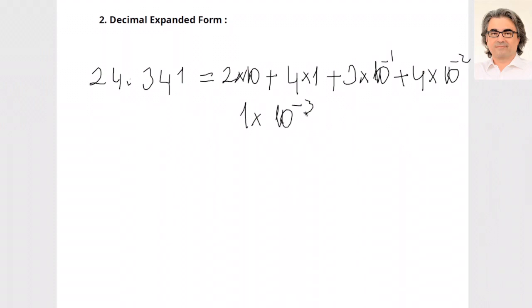Okay, now this is the decimal expanded form. Now today's lesson is over, and we learned the meaning of numbers, a little about the meaning of their digits.